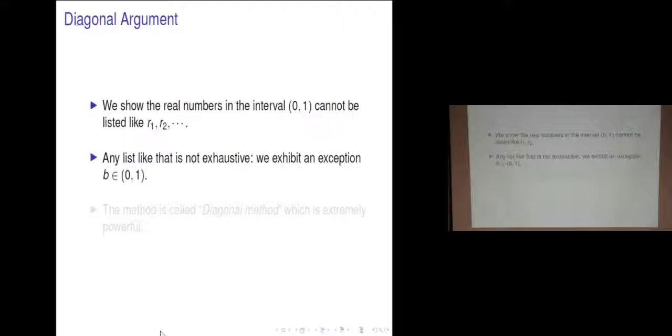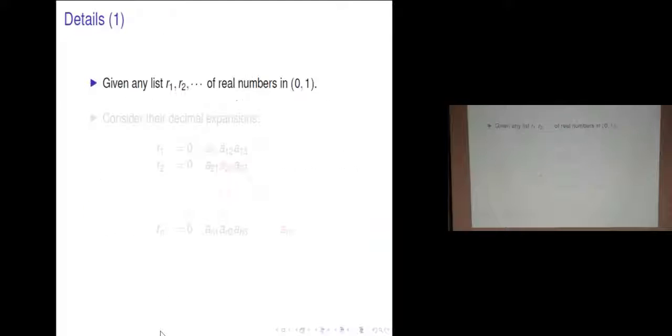So this is the argument. The method is called the diagonal method. It's extremely useful in mathematics. People use it over and over again. Here is the detail: how do I convince you that no matter how hard you try, you just cannot exhaust the interval [0, 1] using natural-number-many points?